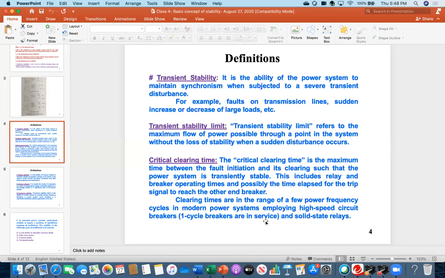Okay, I'm sorry. So what is the range of critical clearing time? It is not a big value, only a few power frequency cycles, maybe only 2 cycles, 3 cycles, or 5 cycles maximum. And there are some high-speed circuit breakers, like one-cycle breakers in service, and some power electronics or solid-state relays. So regarding this critical clearing time, let me stop this and share my whiteboard.